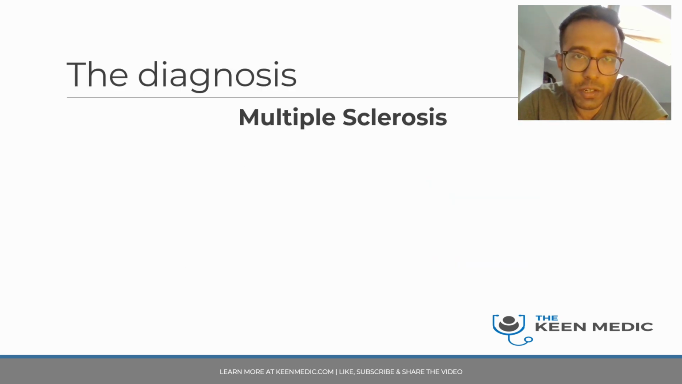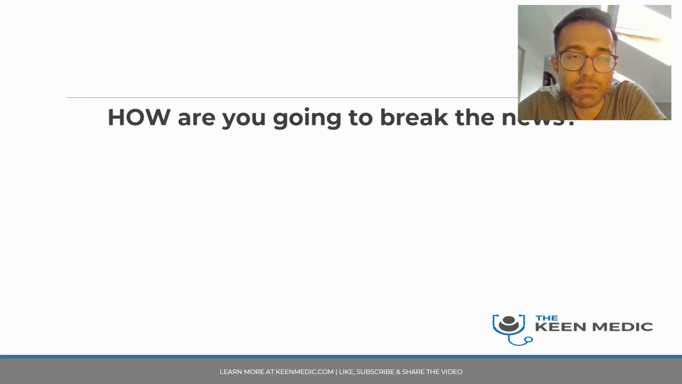So the diagnosis is multiple sclerosis. Okay, nice and straightforward. Multiple sclerosis. This is it. But the station is not about you reaching a diagnosis. It's about how you are going to tell the patient the diagnosis. Okay, and also issues around it. Okay, that's the whole point of the station. How are you going to break the bad news?